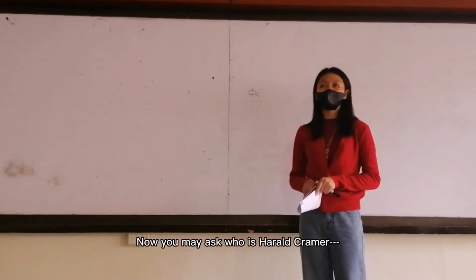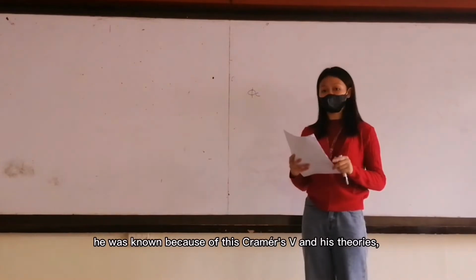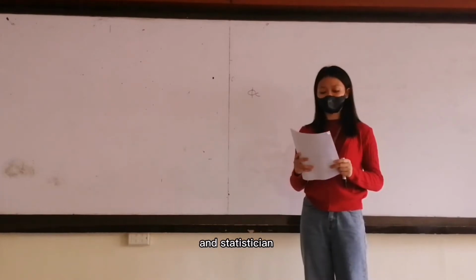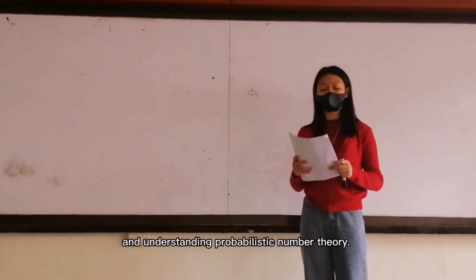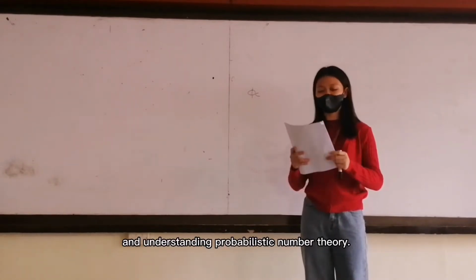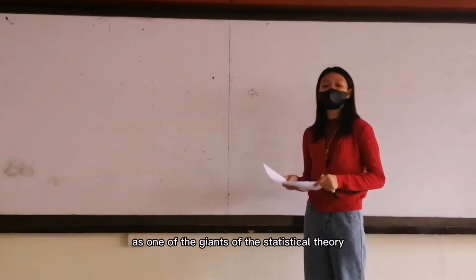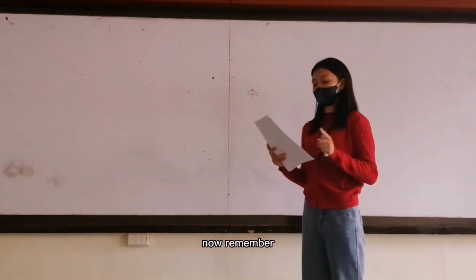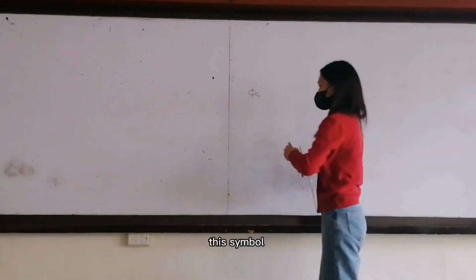Now you may ask, who is Harald Cramér? He is known for Cramér's V and his theories. He is a Swedish mathematician and statistician, specializing in mathematical statistics and probabilistic number theory. He was described as one of the giants of statistical theory by John Hickman. Now remember, this is Cramér's phi, this symbol.